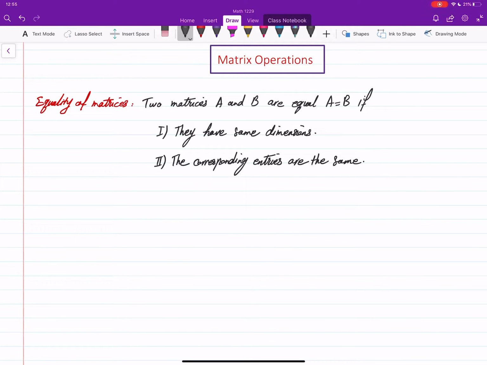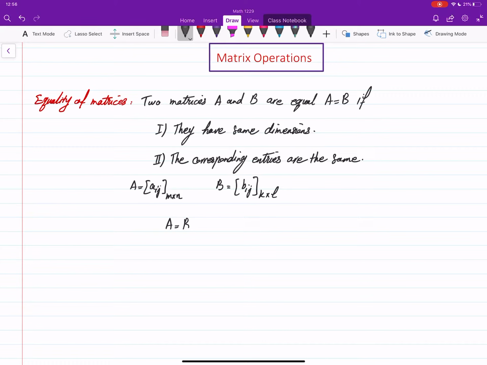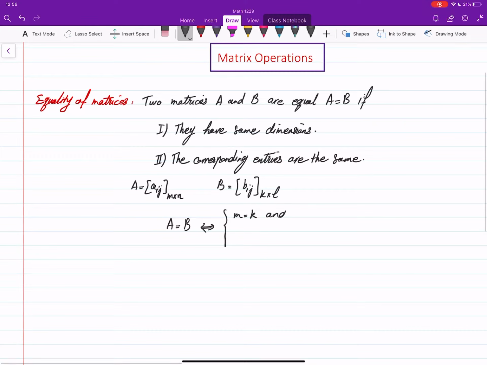Well, it means what? If I denote entries of A by Aij, and it is M by N, and matrix B by Bij, and it has K rows, L columns, then we say A is equal to B if and only if these two happen. The number of rows are equal, M is equal to K. The number of columns are equal, N is equal to L. And this means that they have the same dimensions.